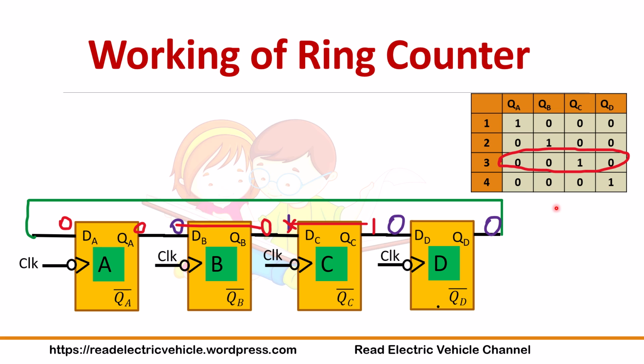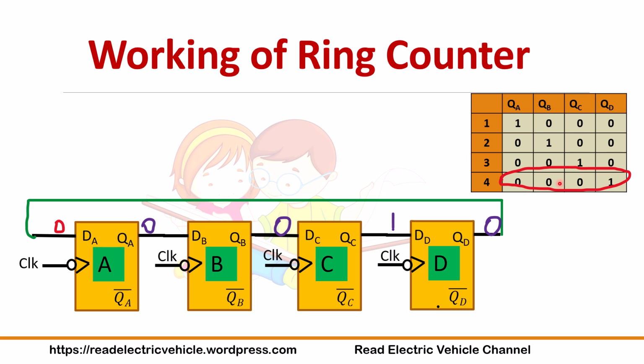Next, give the next clock pulse. This 0 will come here. If I give the next clock pulse, here it is 0. Again this 0 will be moved here and this 1 will be moved here. So I will get the fourth state 0, 0, 0, 1. So 4 states have been completed.